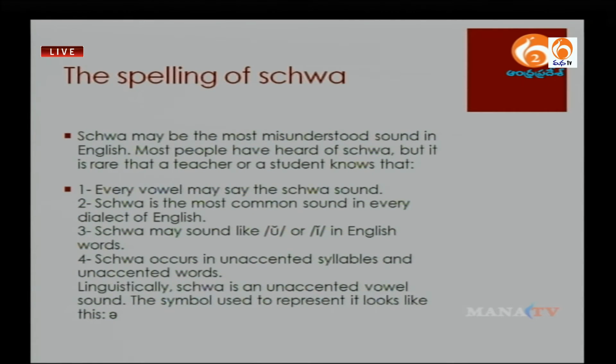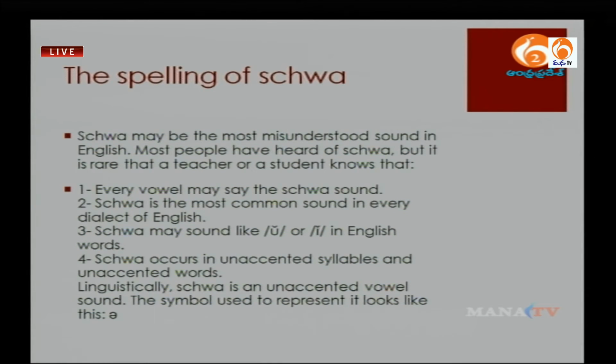So let's look at the last pointer. Linguistically, schwa is an unaccented vowel sound. The symbol used to represent it looks like an inverted E. When you're looking up a word next time in the dictionary, you're supposed to look for this. In case you find an inverted E, you're supposed to unstress that sound in the word. For example, in a word such as America, which starts with an A, there is schwa at the start of the word. A lot of words which start with A have schwa in them, and the moment I say schwa, they are unstressed and unaccented.